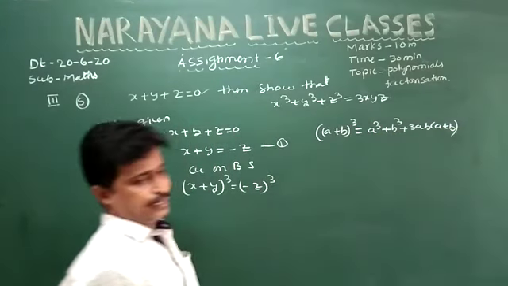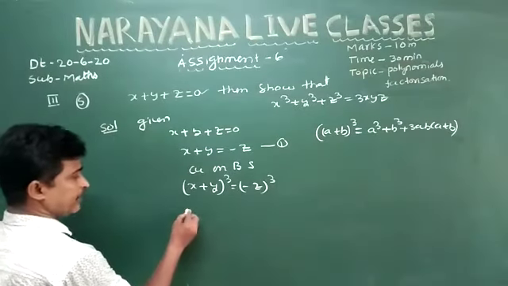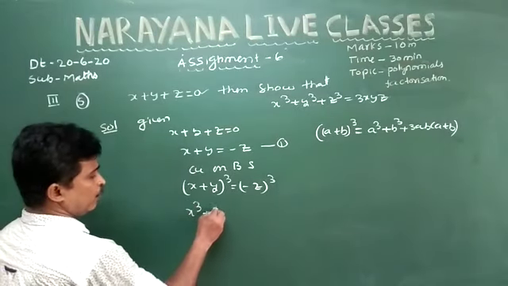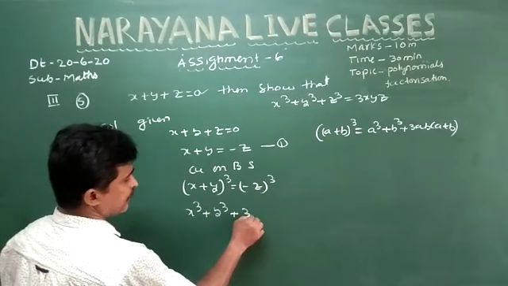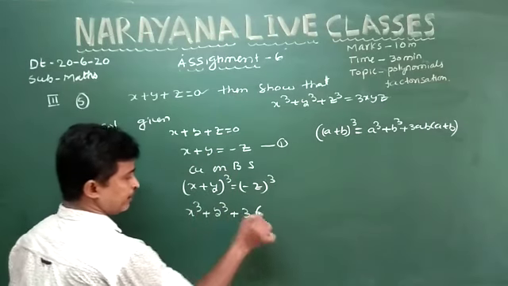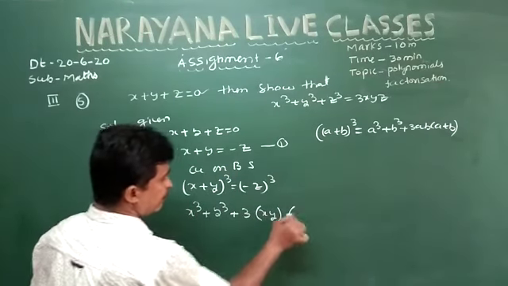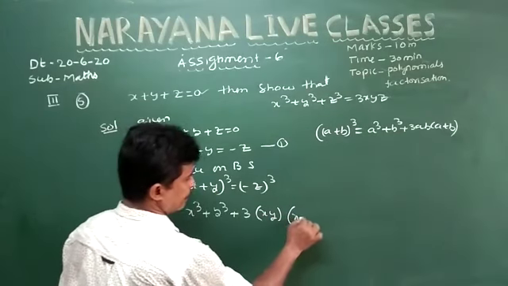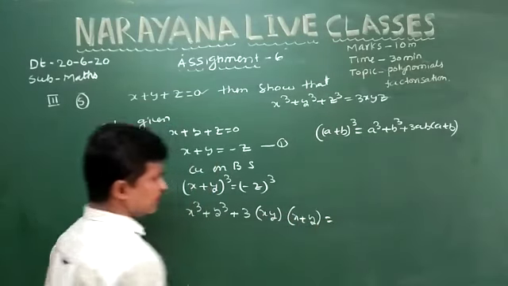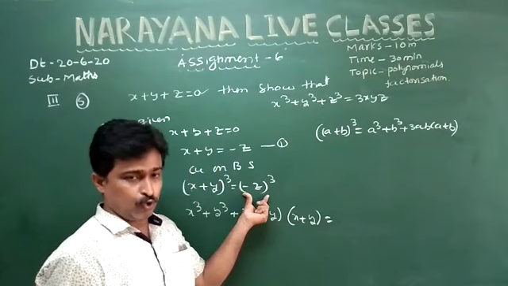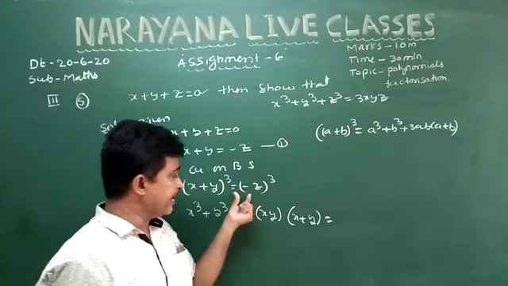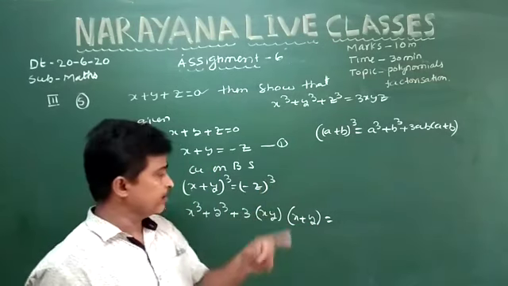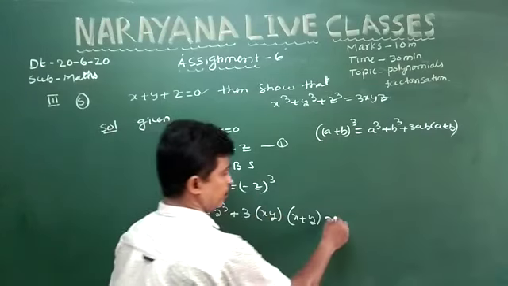One more formula is there, the same formula. Just apply this: x cube plus y cube plus 3xy into x plus y equal to, on the right side, minus z whole cube. A negative number to an odd power always gives a negative, so minus z whole cube is minus z cube.